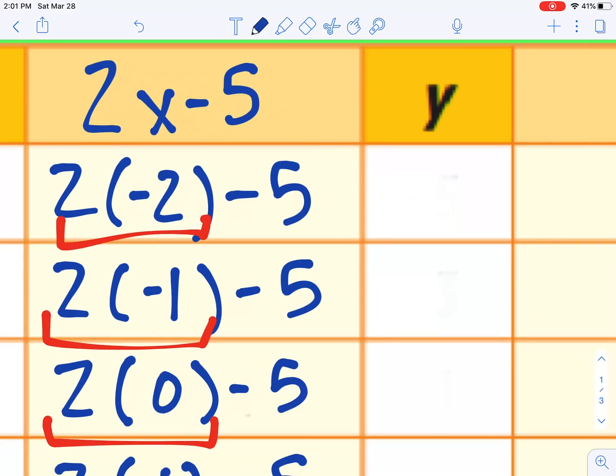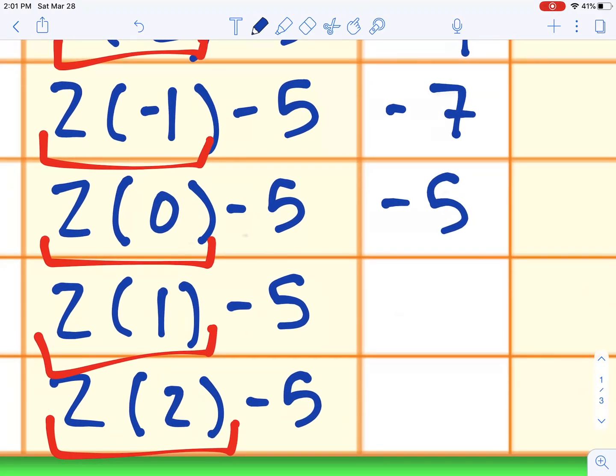2 times -2 is -4. -4 minus 5 is -9. 2 times -1 is -2 minus 5 is -7. 2 times 0 is 0 minus 5 is -5. 2 times 1 is 2 minus 5 is -3. And 2 times 2 is 4 minus 5 is -1.